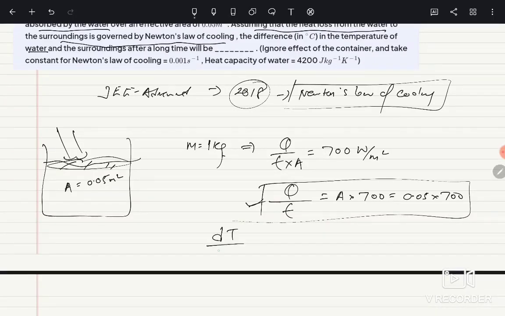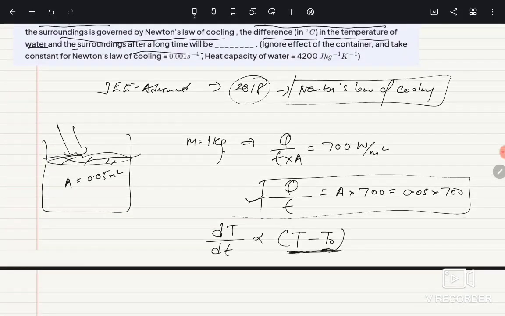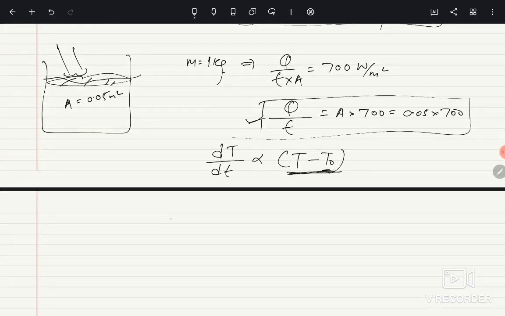According to that, the rate of fall of temperature with respect to time is proportional to T minus T naught. Here T is the body temperature or water temperature and T naught is the surrounding temperature. The difference in degrees Celsius, we have to calculate the temperature of water in the surrounding. This we have to calculate after a long time. Why is it given after a long time?